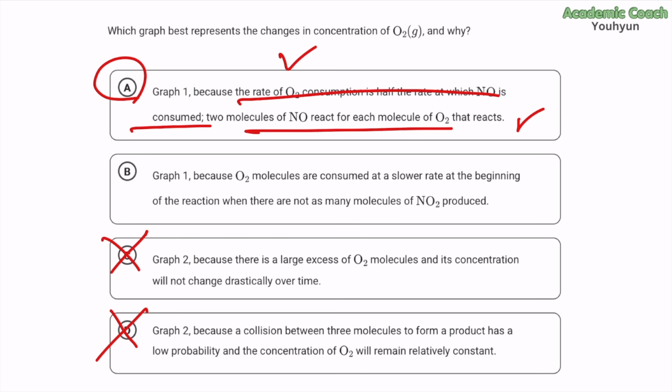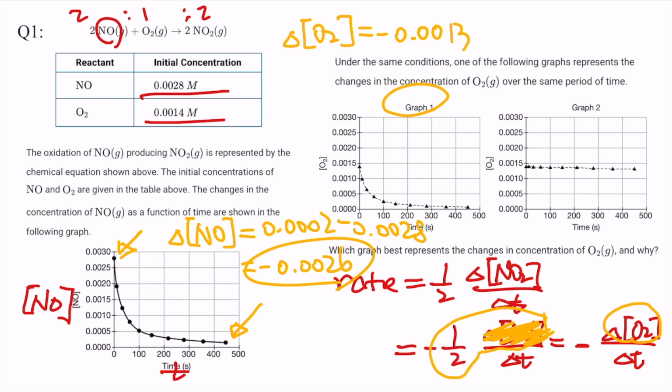B, graph 1 because O2 molecules are consumed at a slower rate at the beginning of the reaction when there are not as many molecules of nitrogen dioxide produced. No, so this is irrelevant to the reaction rate. The fact is, they are consumed at the rate of 2 to 1 for nitrogen monoxide and for oxygen.